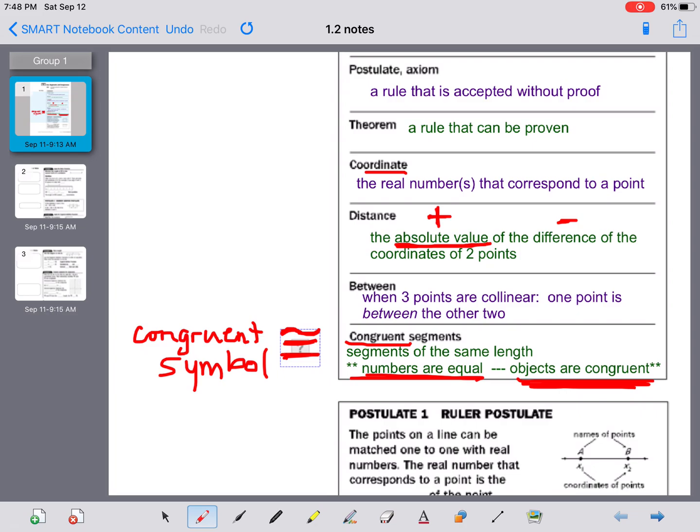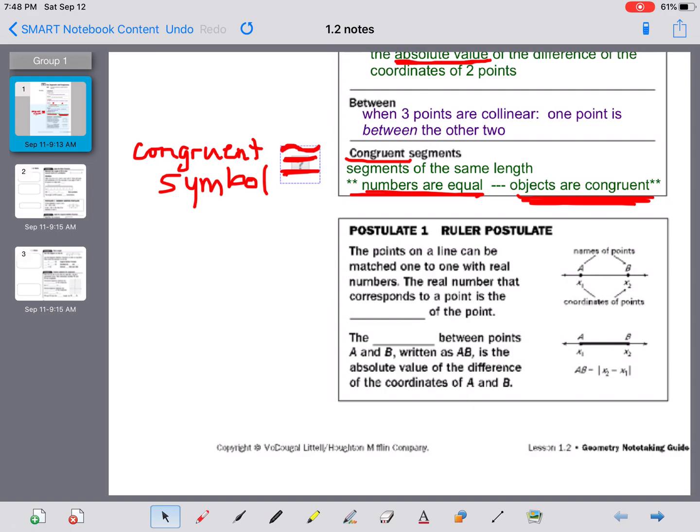All right, let's keep moving on these notes and let's get our first postulate behind us. So our first postulate says, the ruler postulate: the points on a line can be matched 1 to 1 with real numbers, and the real number that corresponds to that point is the coordinate.